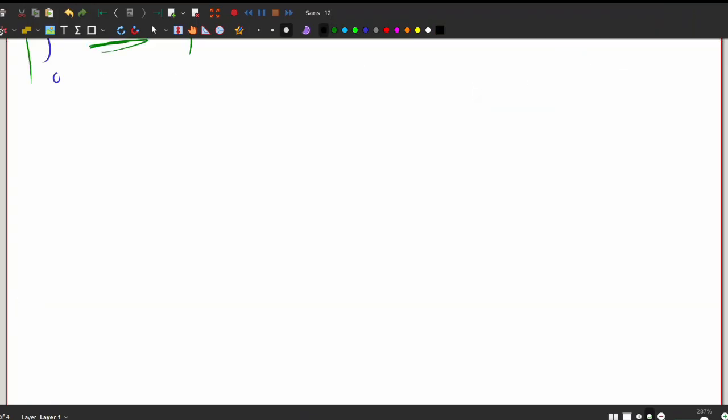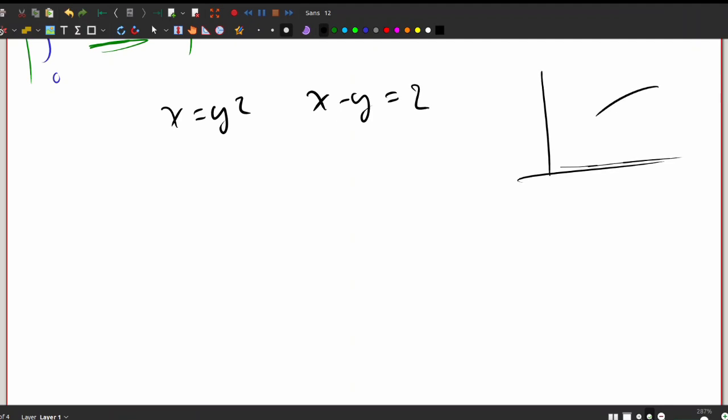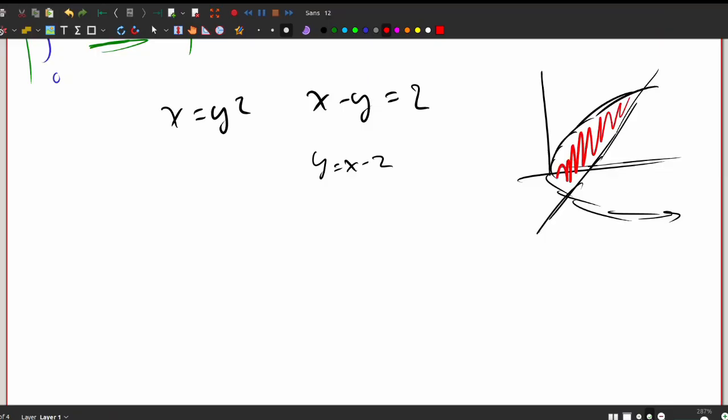So find the area of the region bounded by the curves x is equal to y squared and x minus y is equal to 2. So firstly, let's see what our graph looks like. x is equal to y squared is a sideways parabola, so it looks like this, and x minus y equals 2, that means y is equal to x minus 2, so that is a line that looks like this. So the region that's bounded by these two curves is this region over here.